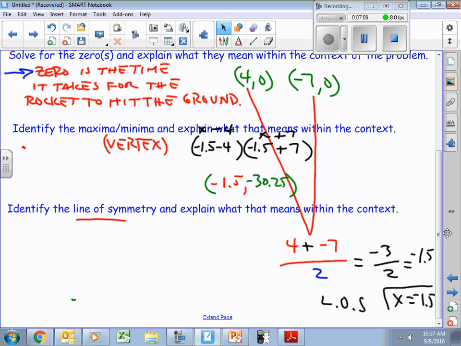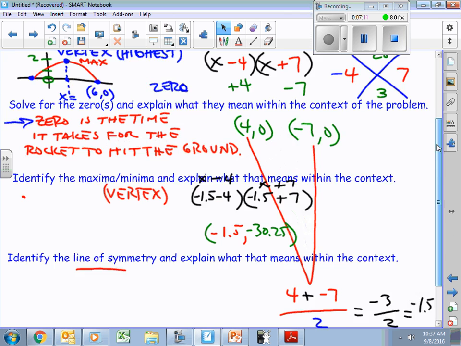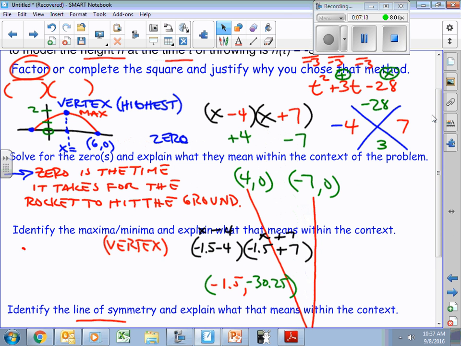What's the line of symmetry in this context? In this context, the line of symmetry is the highest point of the rocket, or it's the change. The vertex shows the highest point. It's the change from the rocket going up to it going down. If I toss the ball, the line of symmetry is when it changes direction from going up to going down. If we were in a swimming pool, with Michael Phelps, it would be a swoop like that.